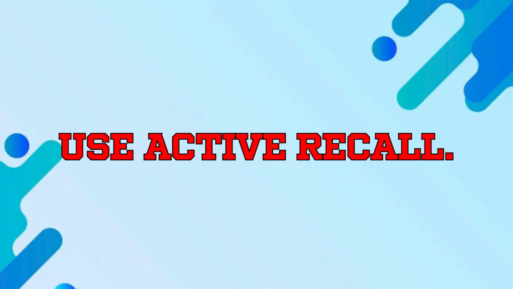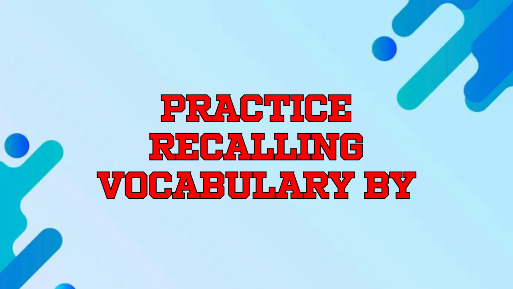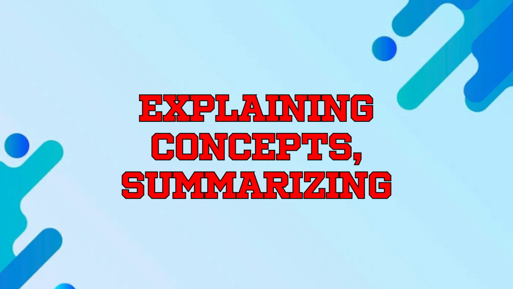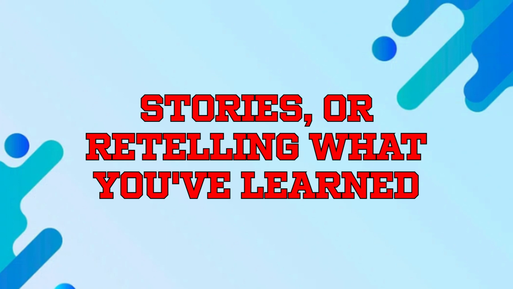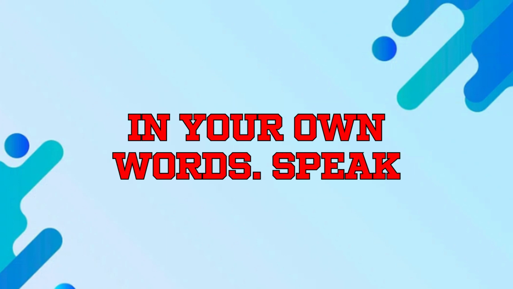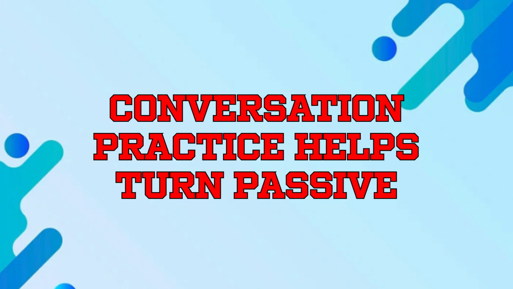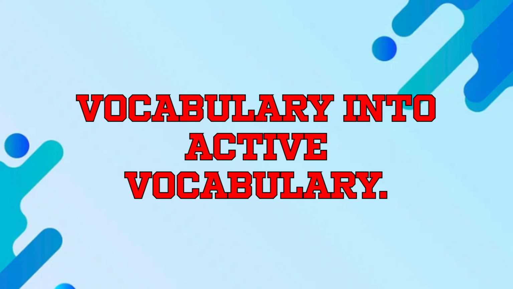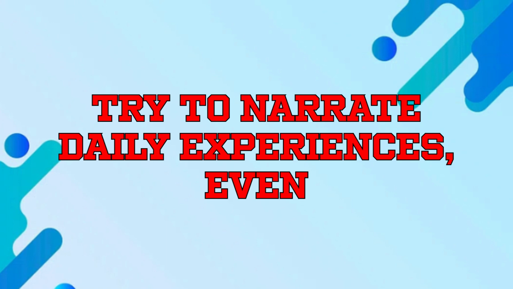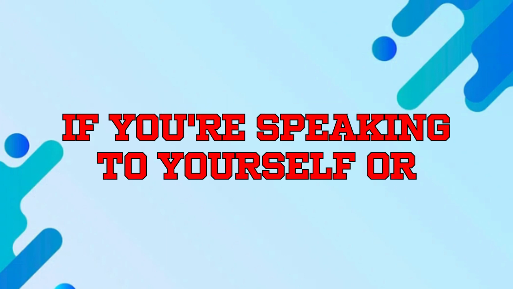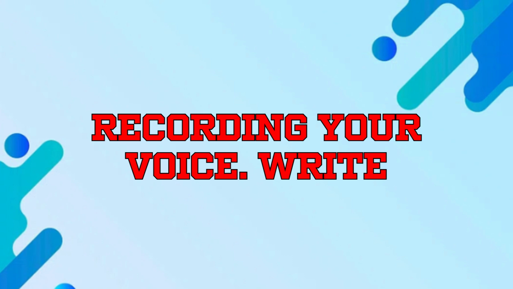Use active recall. Practice recalling vocabulary by explaining concepts, summarizing stories, or retelling what you've learned in your own words. Speak regularly. Regular conversation practice helps turn passive vocabulary into active vocabulary. Try to narrate daily experiences, even if you're speaking to yourself or recording your voice.